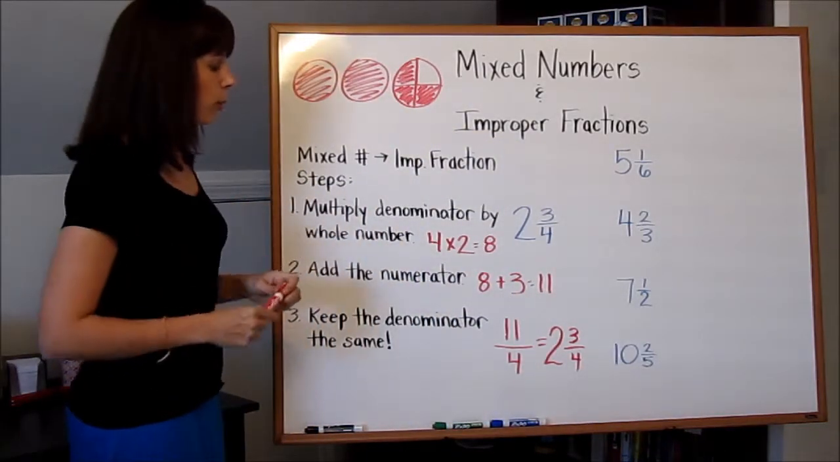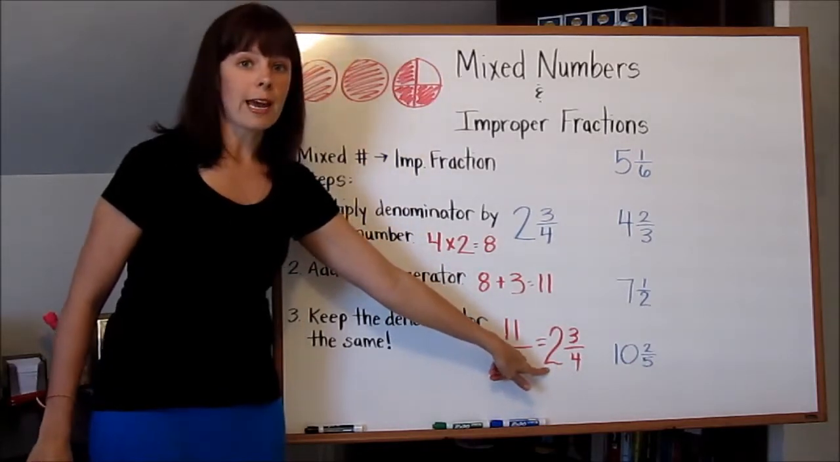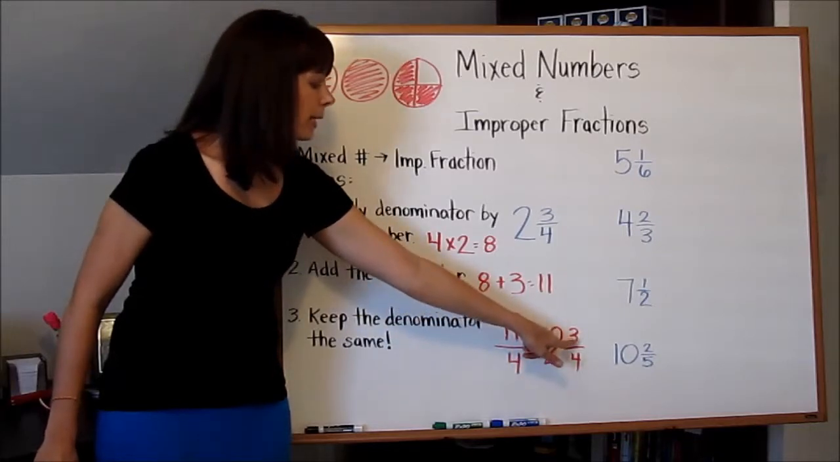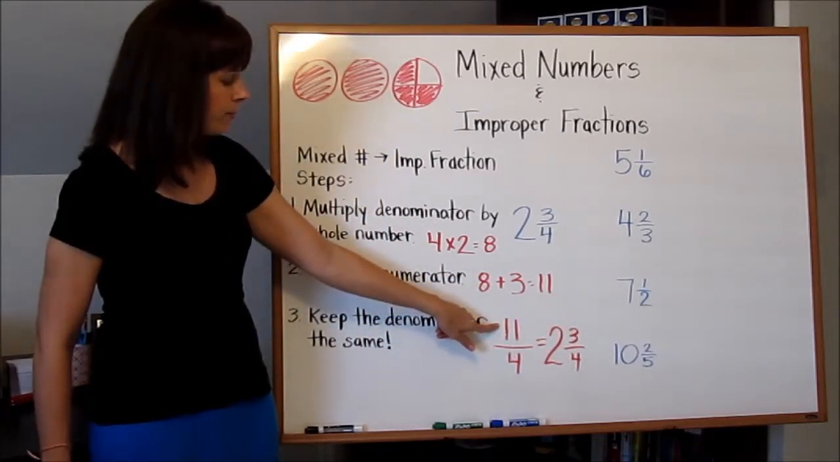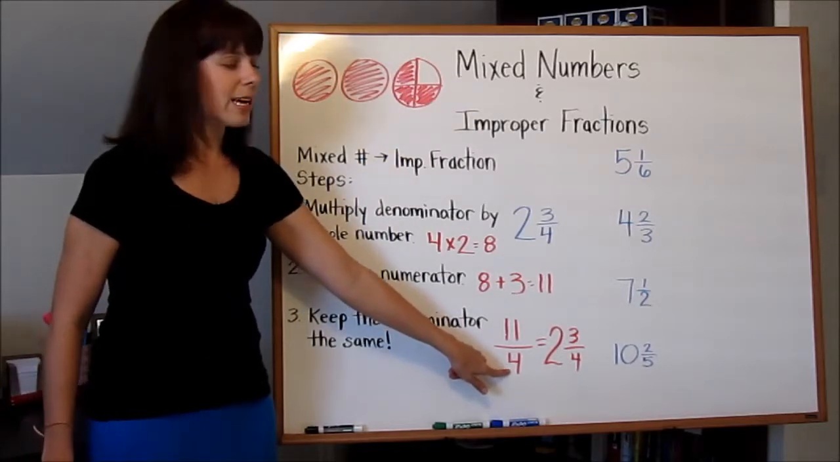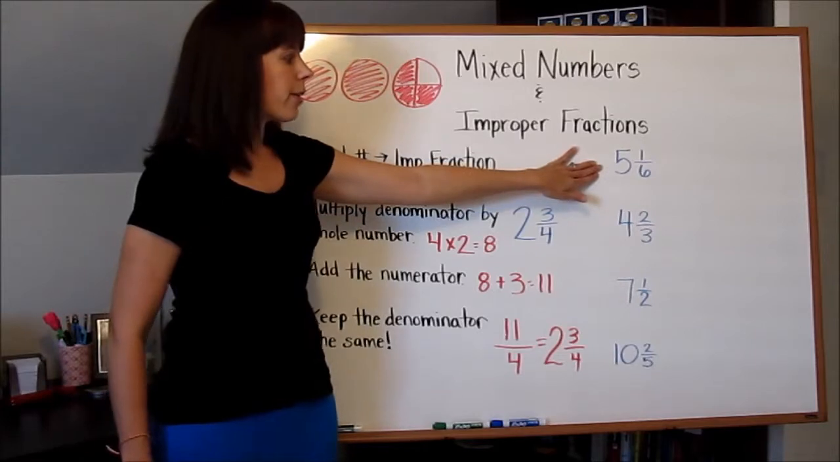And let's look at this one more time. So I have 4 times 2, which is 8. Then I'm going to add my numerator, so 8 plus 3 gives me 11. And then my denominator just shifts over, and it's the same thing. It's 4. Okay? So let's go ahead and do another one together.